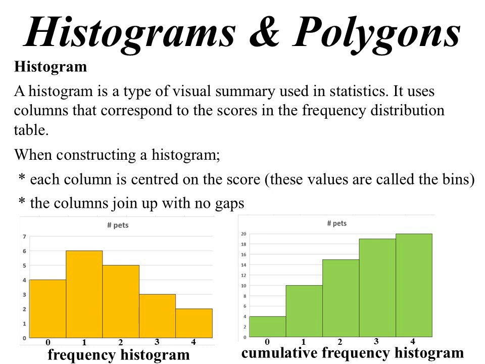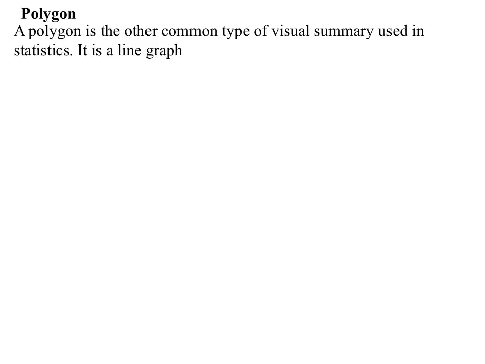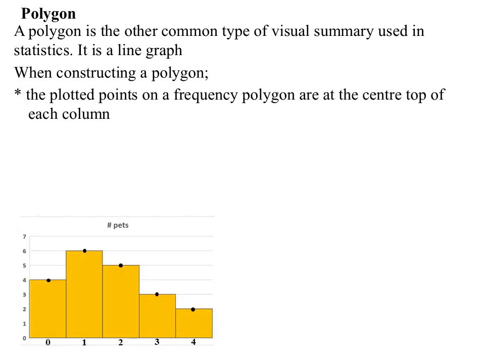From our example yesterday, there's the frequency histogram of our pets example. The cumulative frequency one would look like that. It tends to go up because it's cumulative. The polygon in stats is the line graph. What we need to remember about this one is that when we do it, we plot it in the middle of the column. Basically it's above the score, like you would in any line graph. So it ends up in the middle of the column, like so.